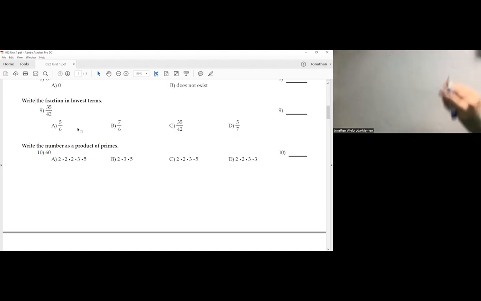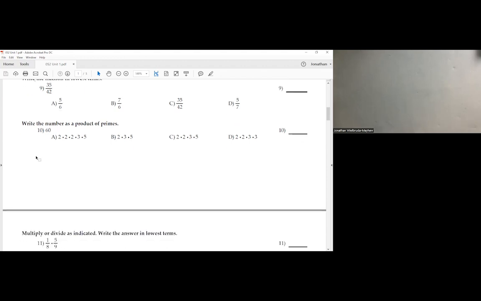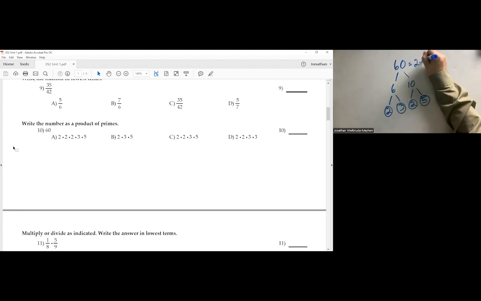Even though you might have been able to get away with doing number 9 without knowing how to do a prime factorization, number 10, you're forced to do a prime factorization of the number 60. Write the number as a product of primes. So you can go that 60 is 6 times 10. 6 is 2 times 3. Both of those are prime. 10 is 2 times 5. Both of those are prime. We end up with 2 times 2 times 3 times 5.